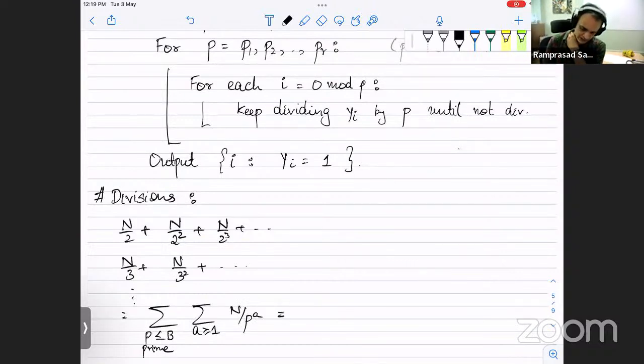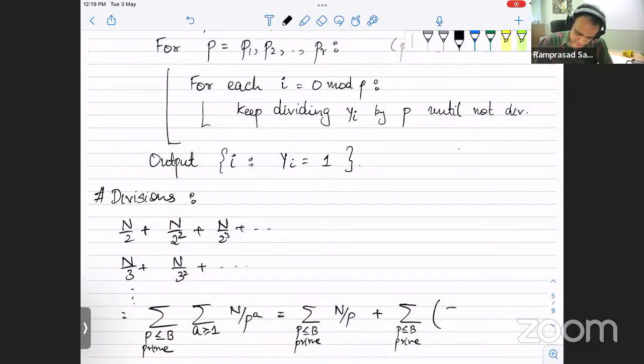Okay, so what is this equal to? Let me just write the a equal to 1 term separately, because that we have calculated. So n by p, where p is less than or equal to b prime, plus, again p less than or equal to b prime. So this is going to be n by p power a, where a is at least 2.